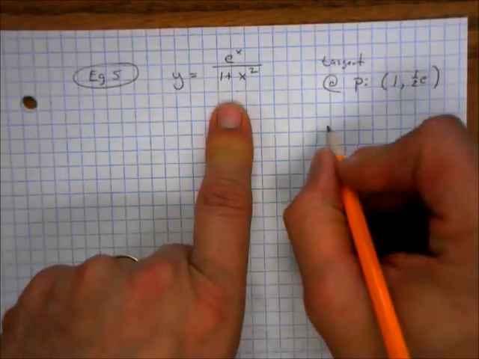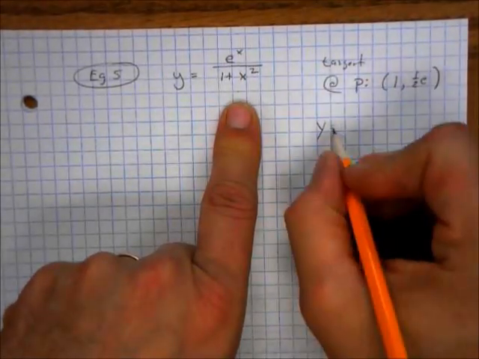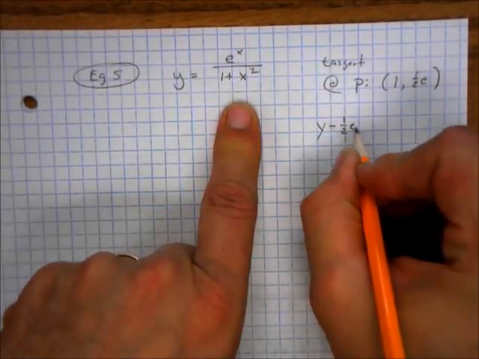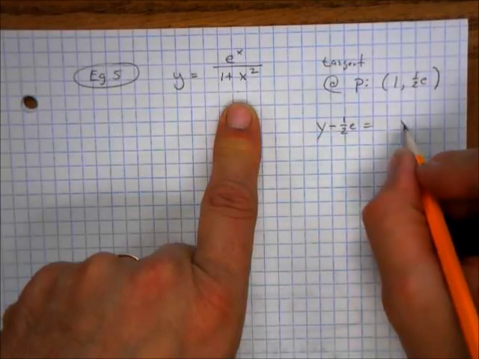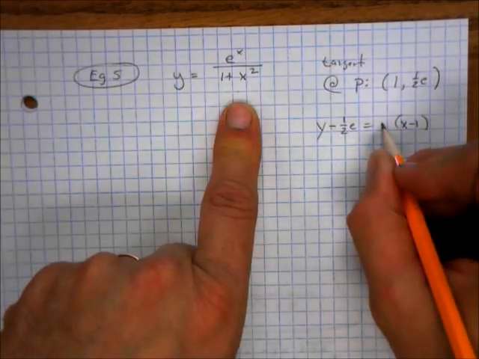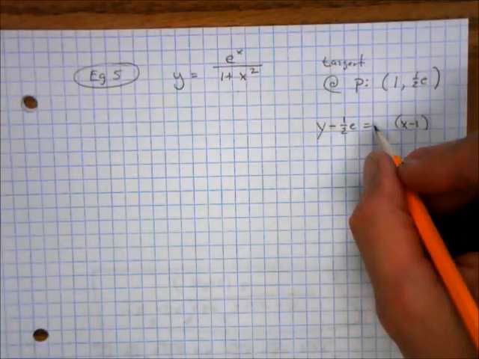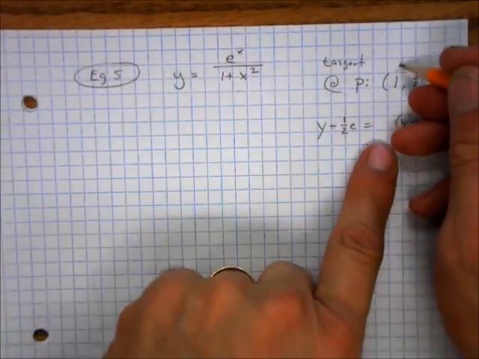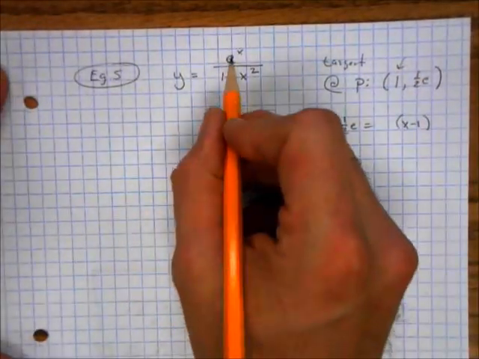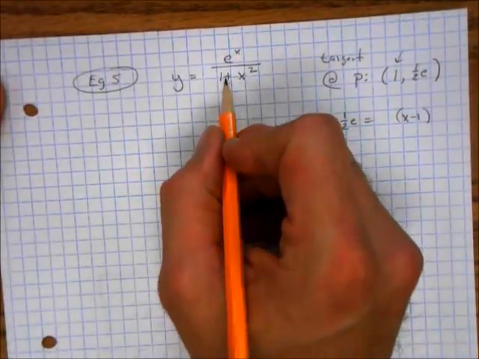So I know this so far. y minus 1/2 e is equal to x minus 1, and I just need a slope right here. Well, I'm going to do that by finding the derivative and inputting 1. Since this is a quotient, I'm going to use the quotient rule.